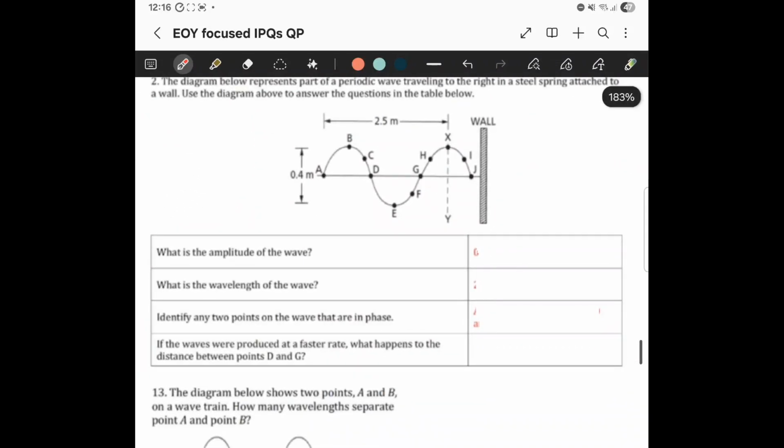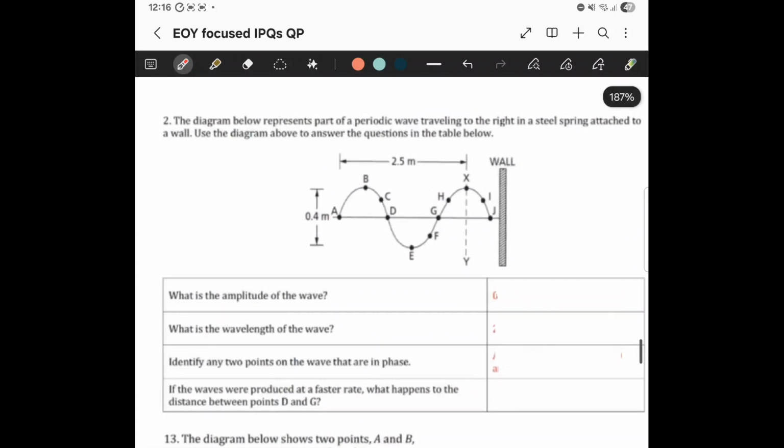What is the amplitude of this wave? I'm guessing it's just, is there any numbers? Yeah, there are numbers. We have 0.4 here, so that is from the top to the very bottom. I only need half of that. The amplitude would simply be 0.2, because it's half of that.